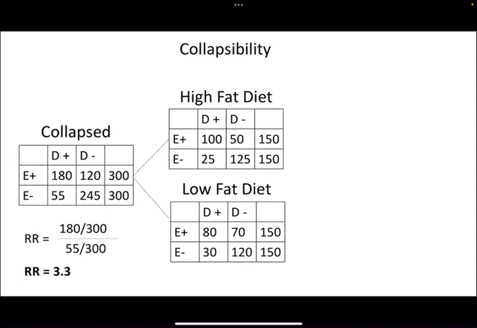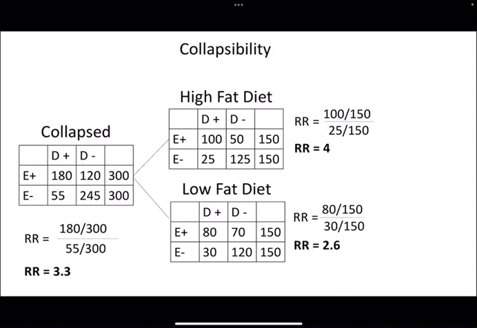And if we separate this table into those who consume a high-fat diet and those who consume a low-fat diet, if we break this table, you'll see that this high-fat and low-fat table, if we combined the E positive, D positive cell in both, we'd get 180 there on the left. So it would collapse into that table on the left. We've stratified it now by high or low fat diet. So if we find the relative risk within those 2 strata, the first one we'd have 100 divided by 150 divided by 25 divided by 150. That comes out to 4. And doing the same thing with the low fat diet, it comes out to 2.6.